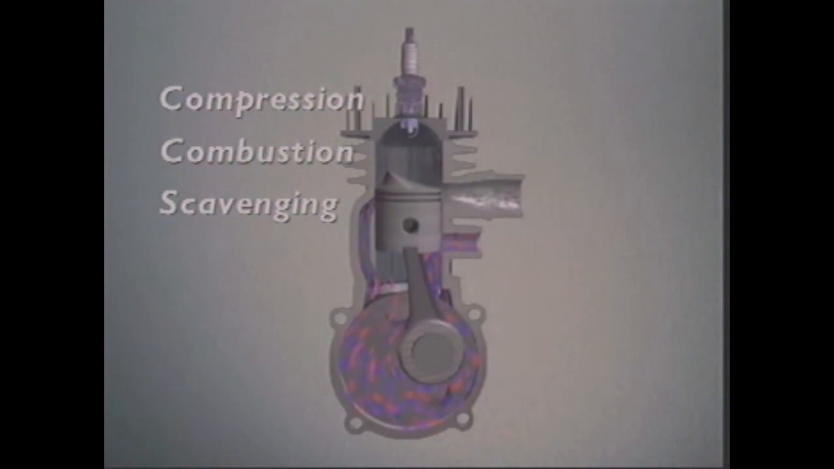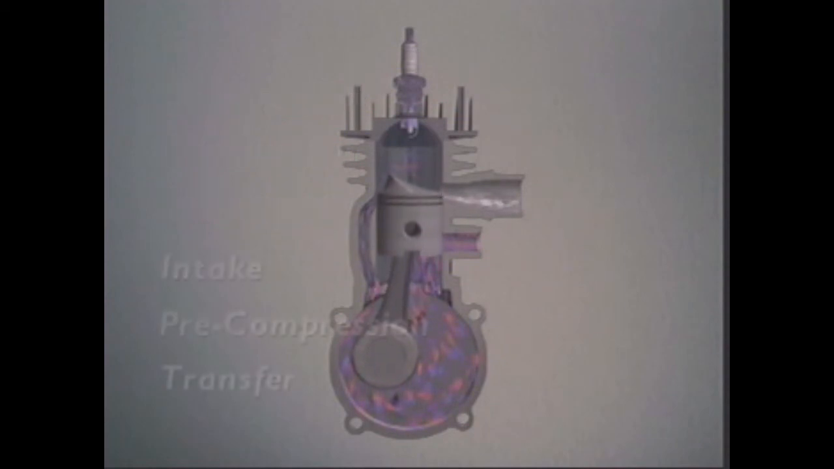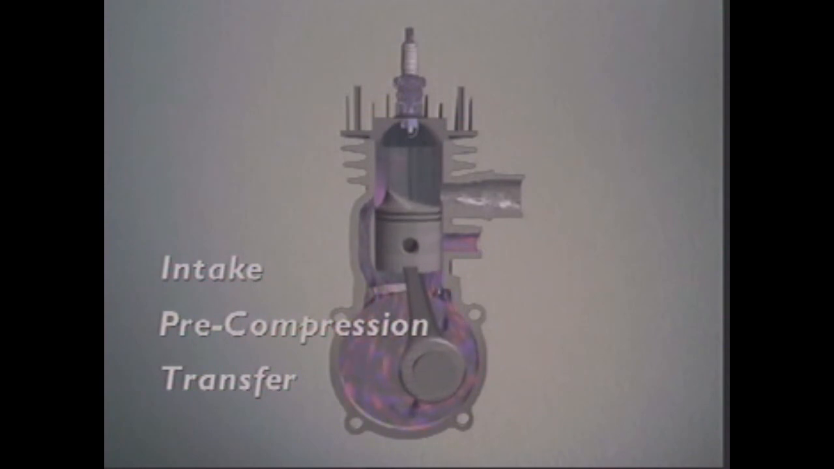Notice which events occur above the piston: compression of the air-fuel mixture in the combustion chamber, combustion for the power stroke, and scavenging of the exhaust gases. Notice the events that occur below the piston: intake into the crankcase, pre-compression of the air-fuel mixture in the crankcase, and the transfer of mixture from the crankcase through the transfer port and into the combustion chamber.